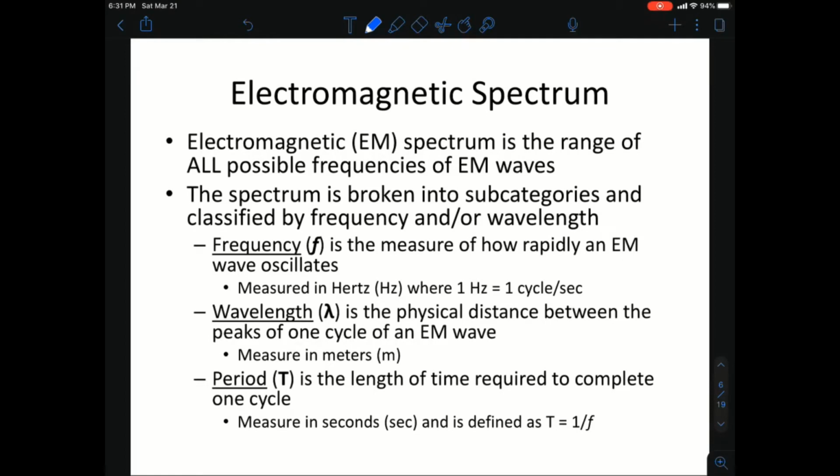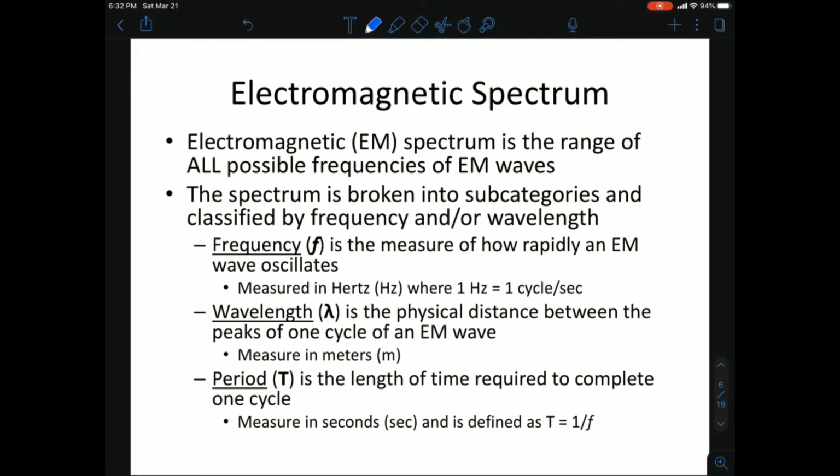So in this portion, we're going to talk about the electromagnetic spectrum. It's going to be important for us to get used to talking about electromagnetic waves and how they are mathematically defined. So the spectrum is broken up into subcategories, which you classify by frequency and wavelength. Now I'm going to take it that you have been exposed to this before in your physics classes, but let's go over it again.